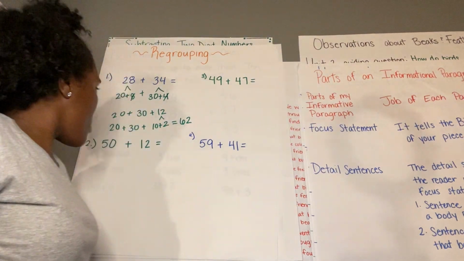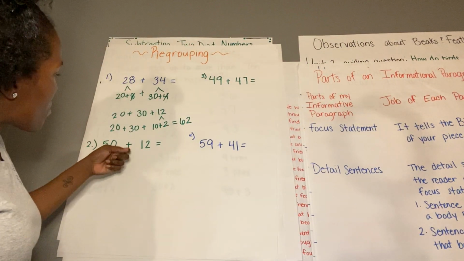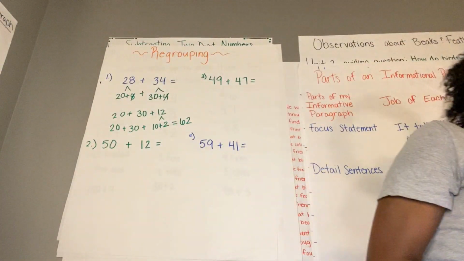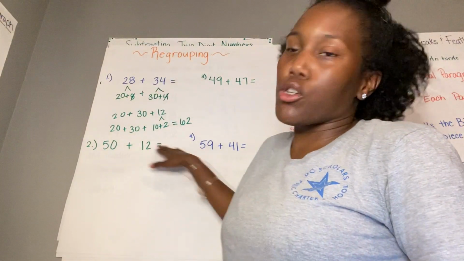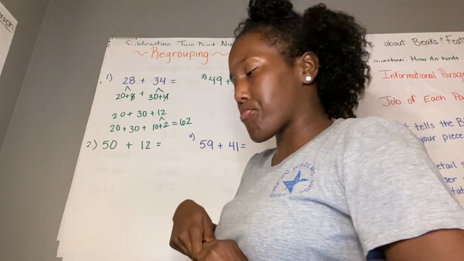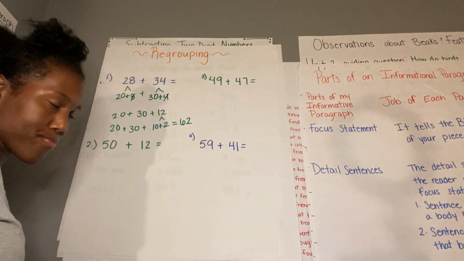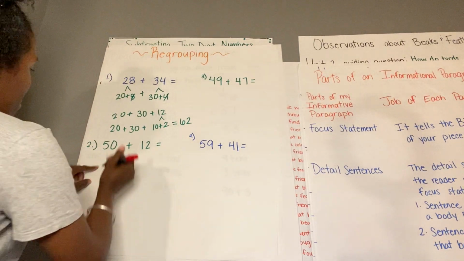The next problem we're going to go down is 50 plus 12. And I'm going to change my marker so that you can see the difference in color from the original problem. So what I'm breaking it down to. Now 50 plus 12. I am going to break this down.